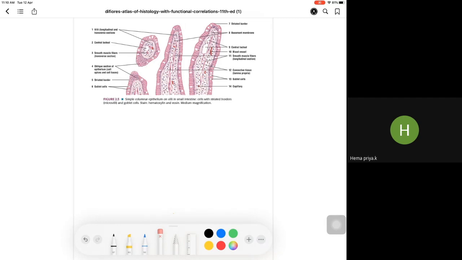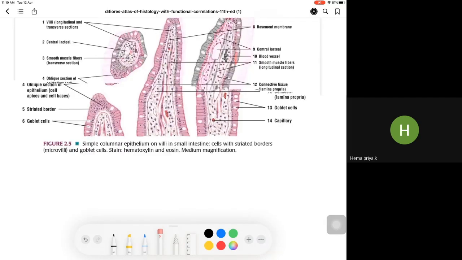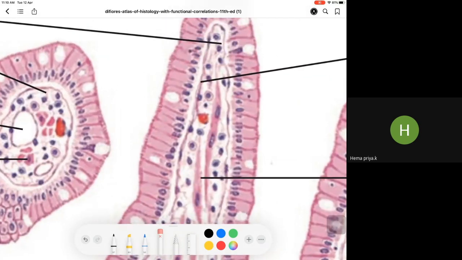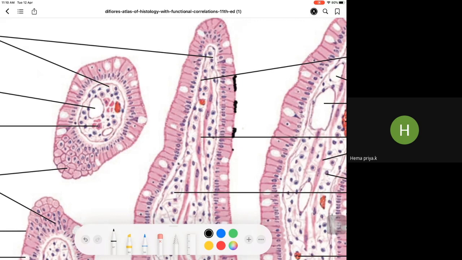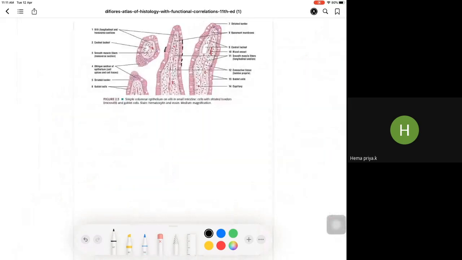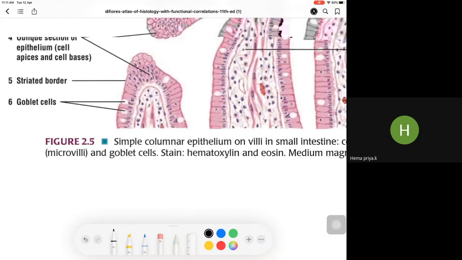And another point you have to remember, you have to go on high power. You see this fuzzy material, and what do you think? You already read. There is a name for it. So, villi, microvilli. Okay, so they are known as microvilli. See where you read striated borders. Striated borders are nothing but microvilli.